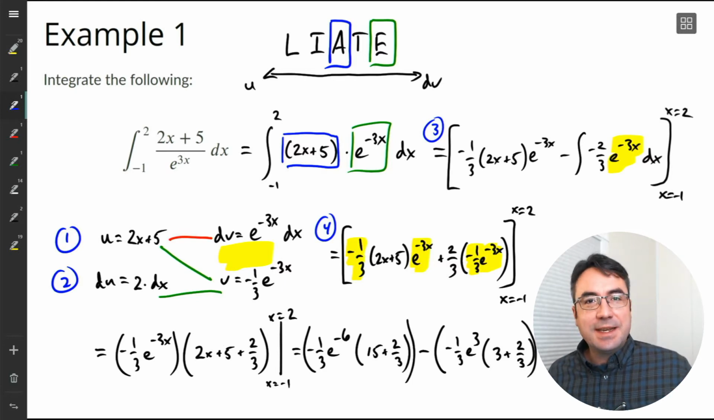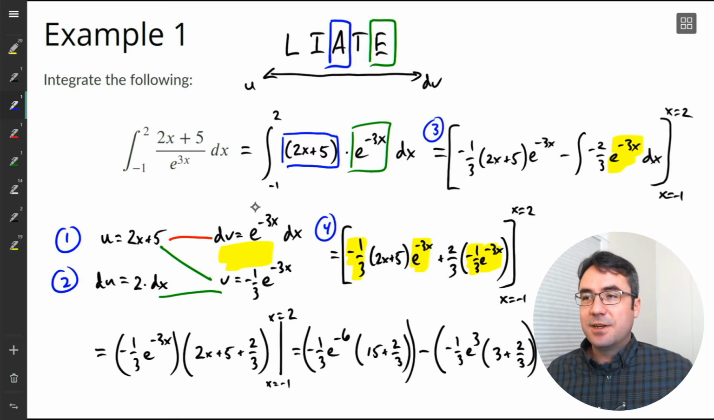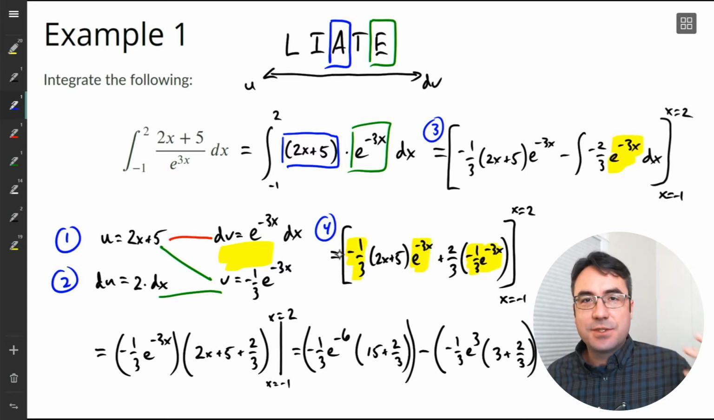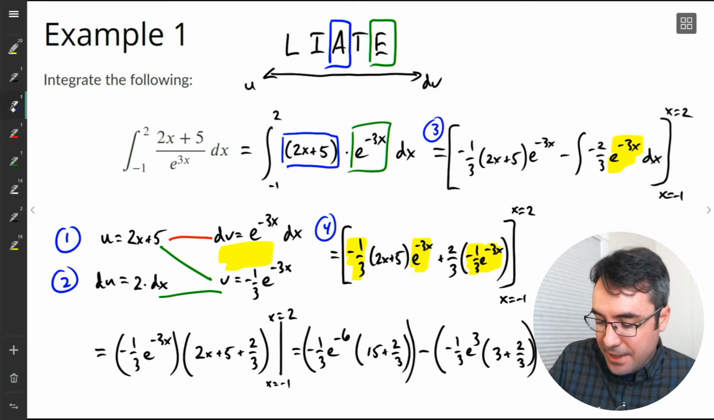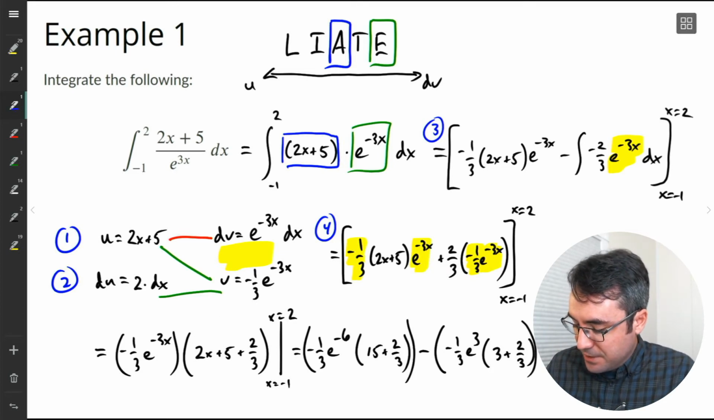So, like we said, the integration by parts is all going to be exactly the same. All the steps, all the strategies are going to be exactly the same. The only thing extra here is the evaluation.